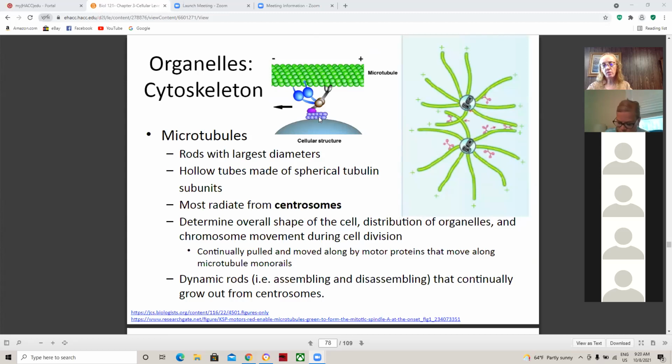So little motor proteins carrying cellular structures use these microtubules as roads and pathways to move structures. These are magic roads in that they will assemble and disassemble constantly as they continually grow out of the centrosomes. So unlike our road system, they're constantly being assembled and disassembled.